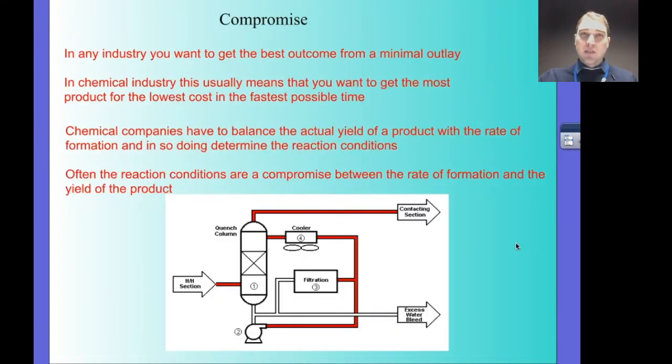In any industry you want to have the maximum output with the minimum outlay. So that means you want to make the most you can for the cheapest price. So in chemical industry this means you want to make the most product in the shortest time at the lowest cost. In chemical industry, the companies find a balance between the yield of the product and the rate of formation, so that they can make the maximum amount of product in the shortest amount of time and save themselves as much money as possible.